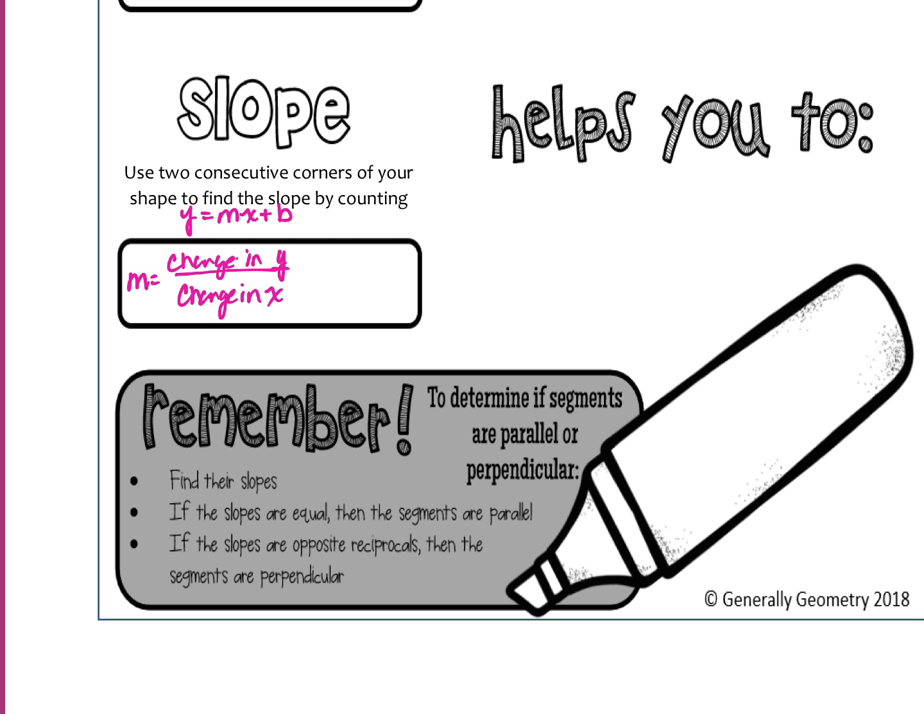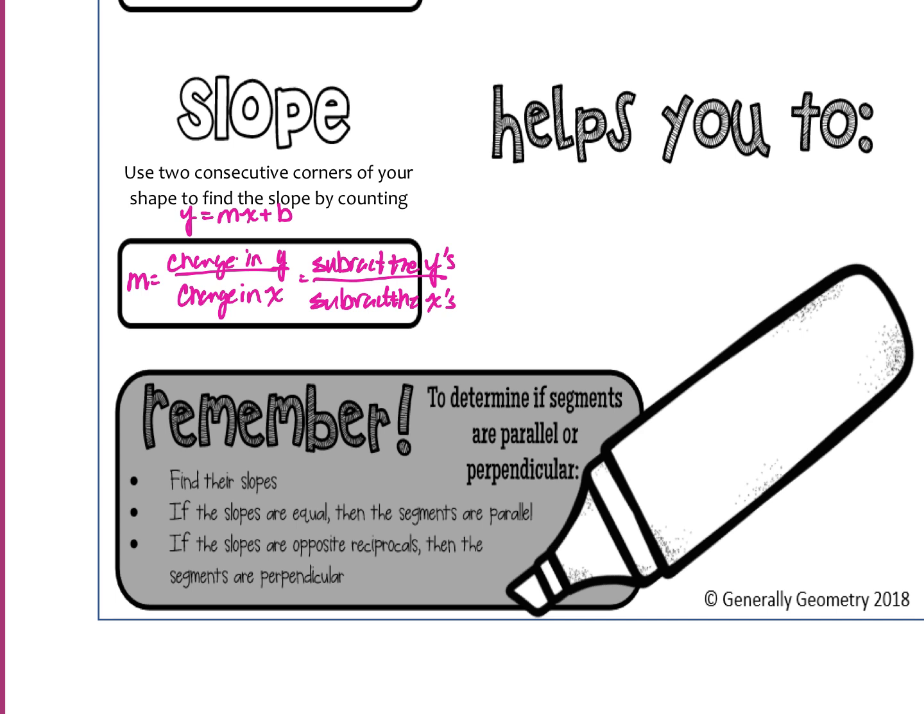So what does the word change mean in math? Subtract. So I subtract the y's over subtract the x's. They don't give me enough room to write in here. Remember how we find the distance between the x's and the distance between the y's, right? We're going to subtract them. And then I see if the slope is positive or negative.